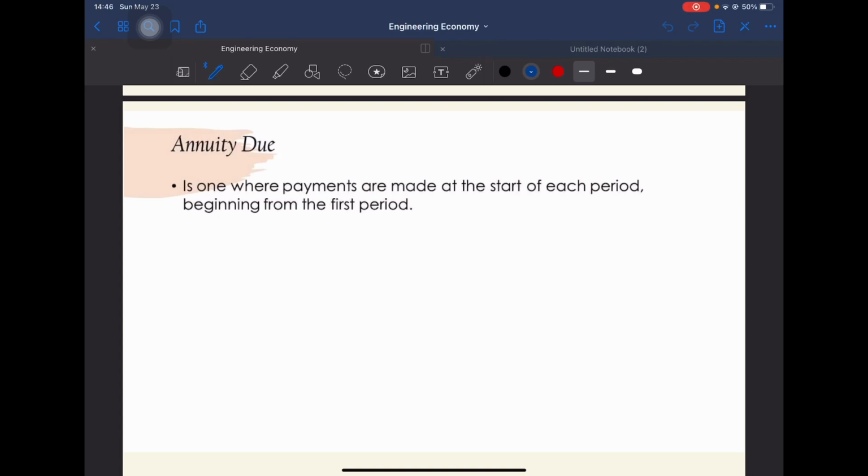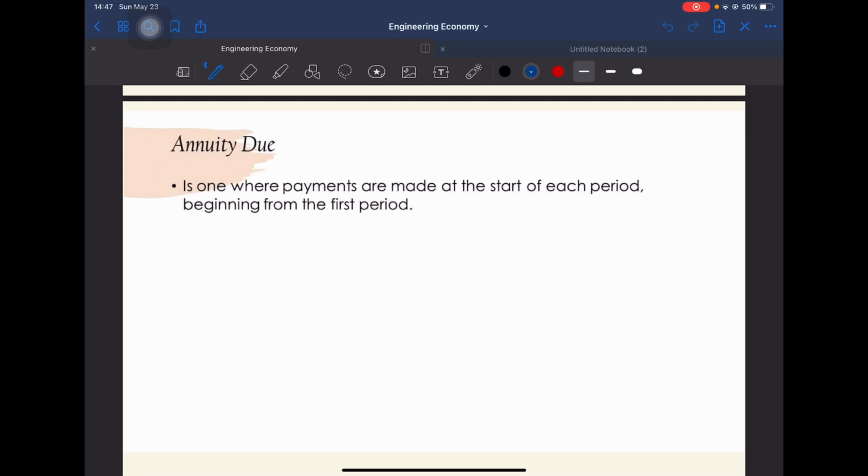Hello guys, for the next part of the annuity, we have the ordinary annuity last time where pinakita natin kung ano yung mga basic formulas ng annuity, ordinary. We explained also the different types of annuity. We have the deferred, we have the annuity due, we have the perpetuity, and yun yung i-cover natin sa mga next video. So for this video, what we'll be discussing is the annuity due.